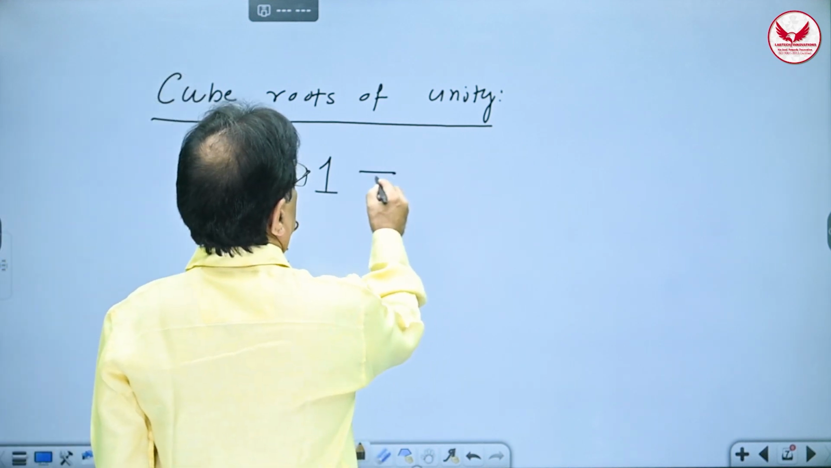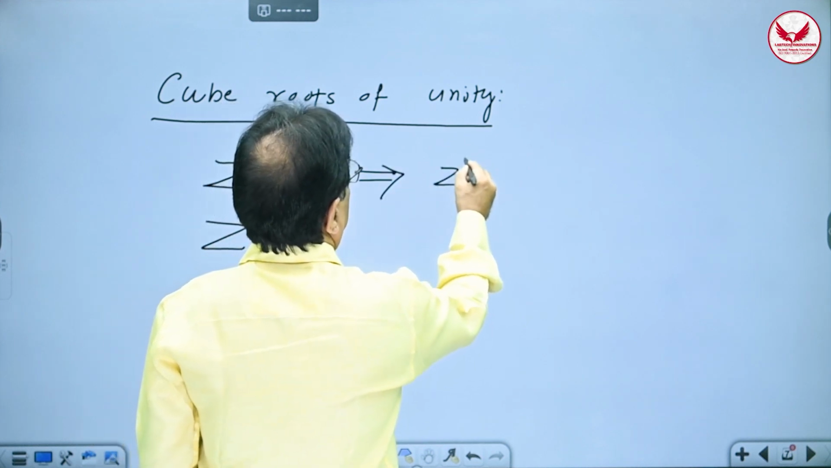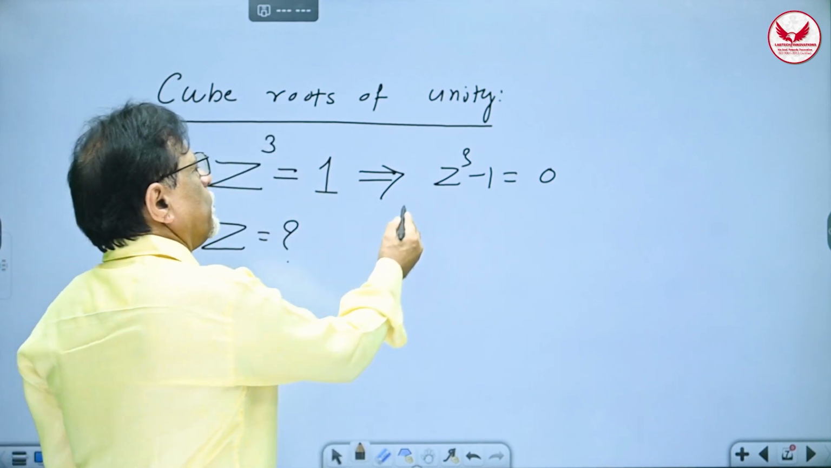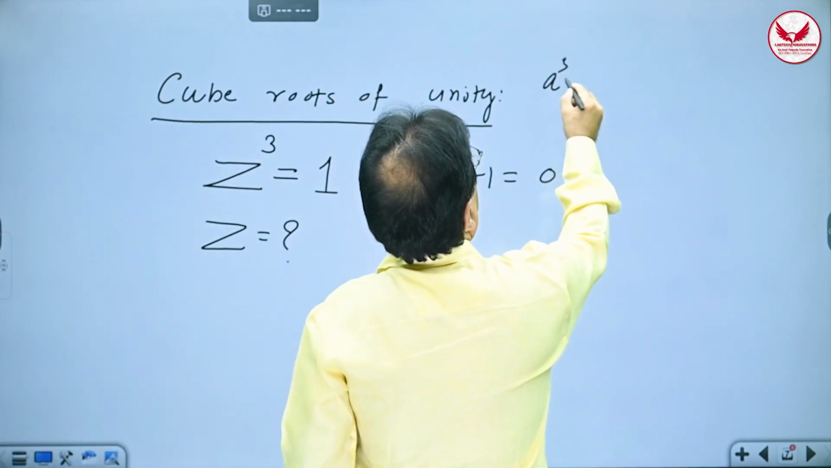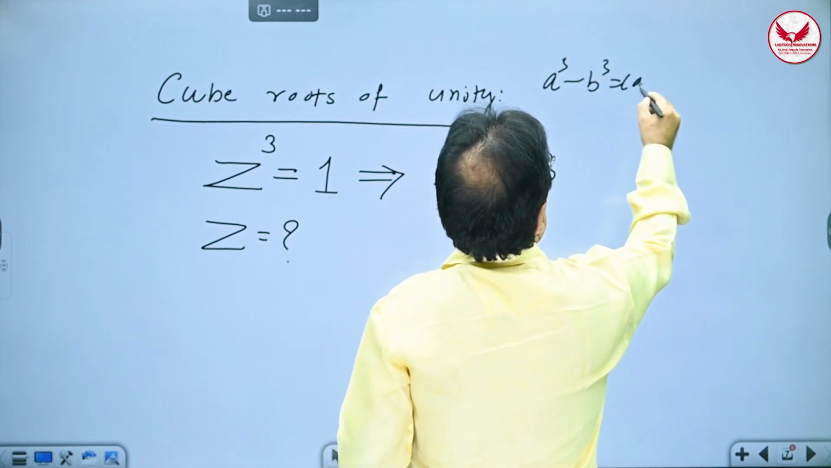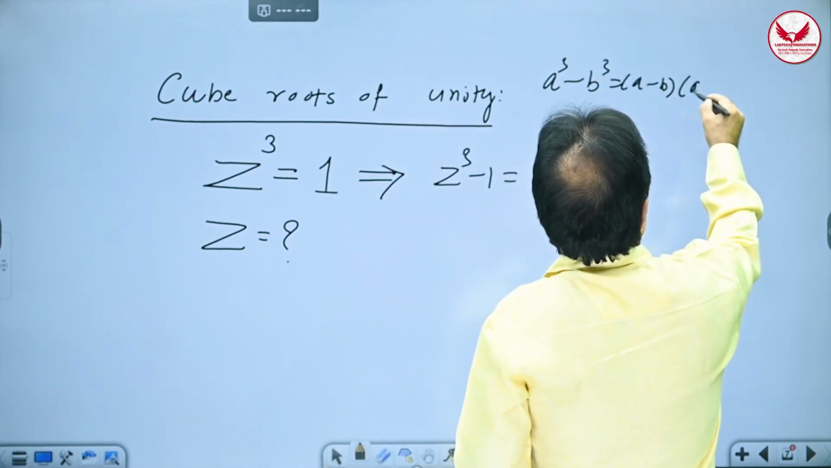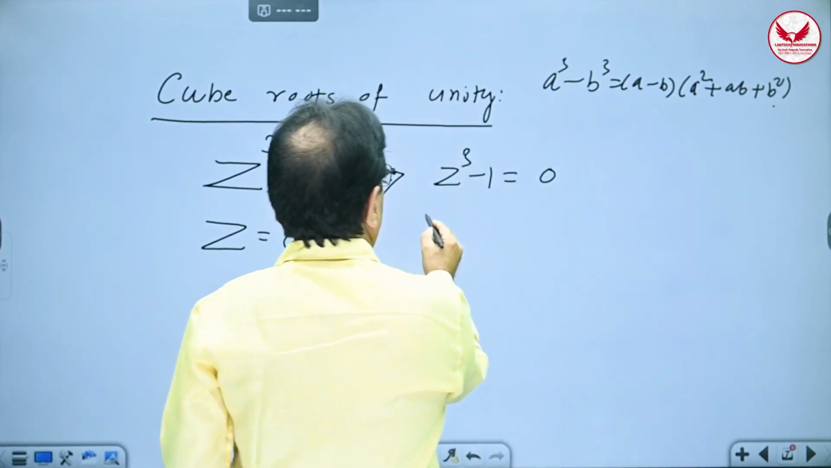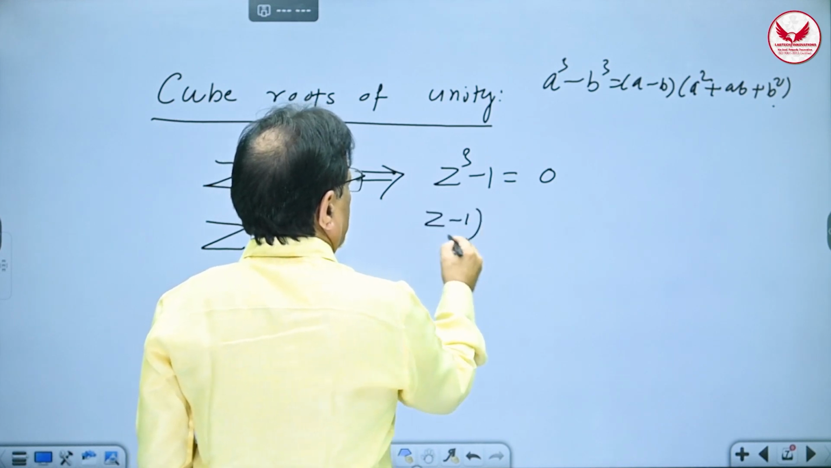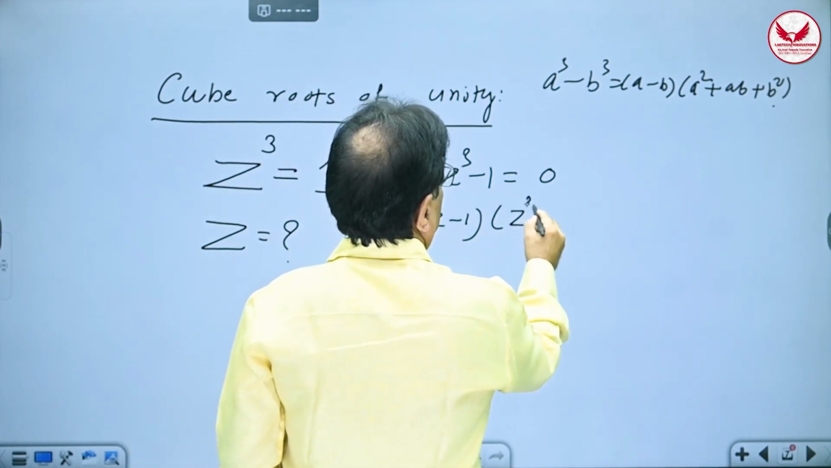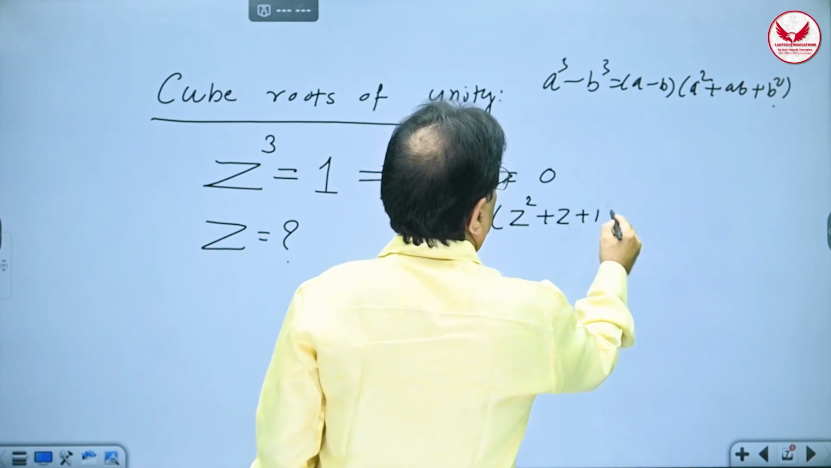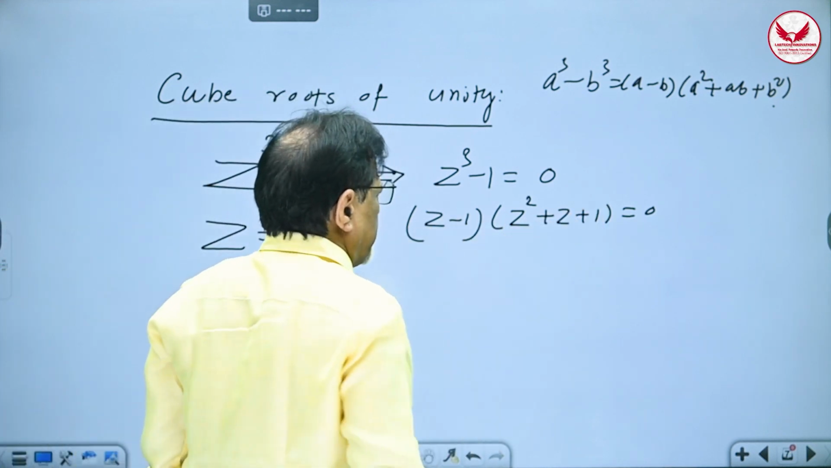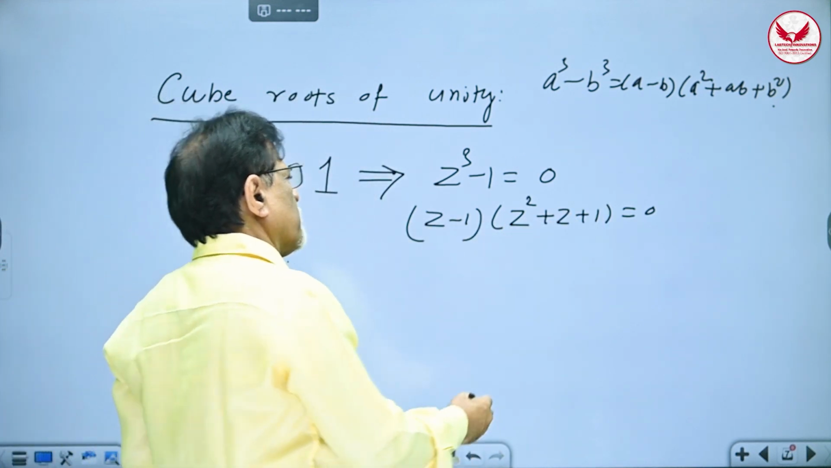So, this equation can be reduced to z cube minus 1 is equal to 0. Very simple, right? Now, you know the a cube minus b cube formula. It is (a minus b) multiplied by (a square plus ab plus b square). So, let us use that. First of all, this will be (z minus 1) in one bracket, then (z square plus z plus 1) equal to 0. Correct? Now, you know that the product of two brackets is 0. That means either one of them is 0 or both are 0, right?